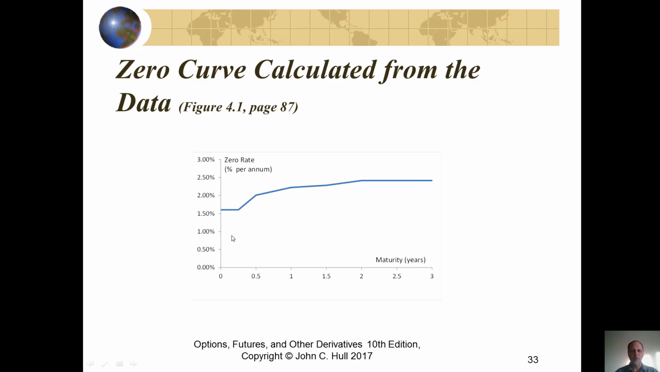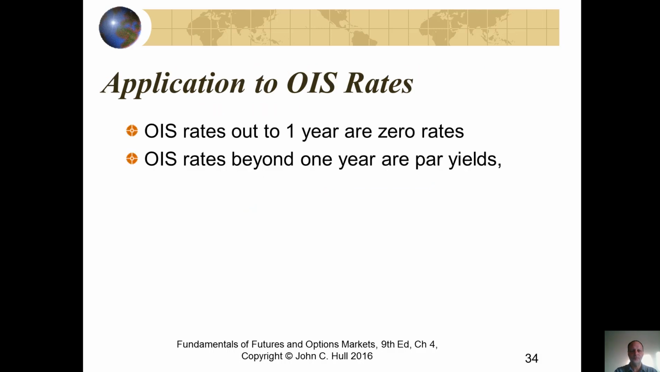From that bootstrap method, again using the zero coupon bonds, we can calculate the zero rates up to 1 year. And then with the coupon-bearing bonds, using the knowledge we gained earlier, we can calculate the interest rates at 1.5 years, 2 years, etc., and get a standard curve, which, like this one, is at least largely upward sloping yield curve. The overnight index swap rates used out to 1 year are zero rates. Beyond that, the overnight index swap rates will be par yields.